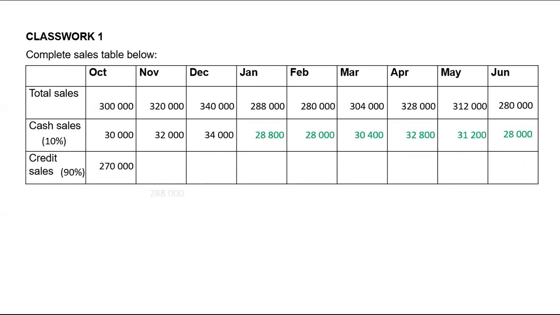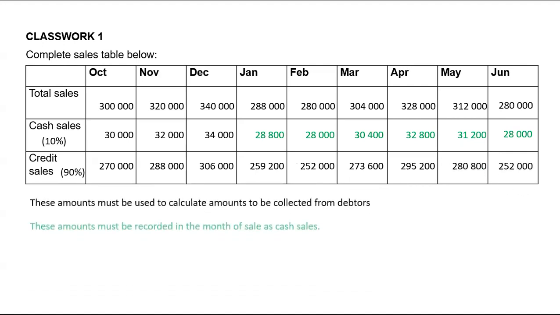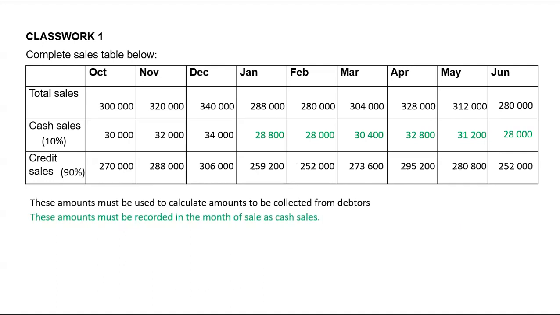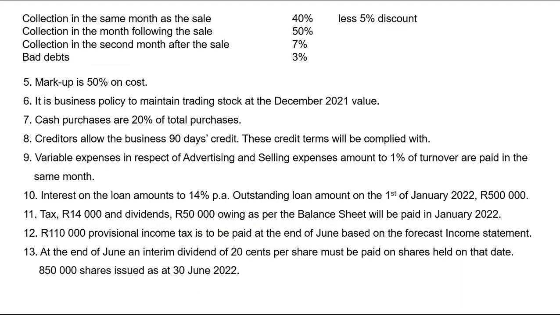Now, for me to be able to determine the amounts that will be collected from debtors, I'll have to read more information and get more information from the terms and conditions that we have with our debtors. And according to the information that we have, we collect 40% in the month of sale, in the same month of sale, but we give them only 5% discount.